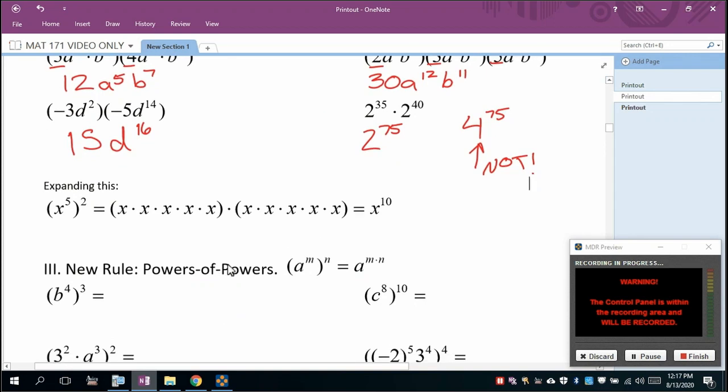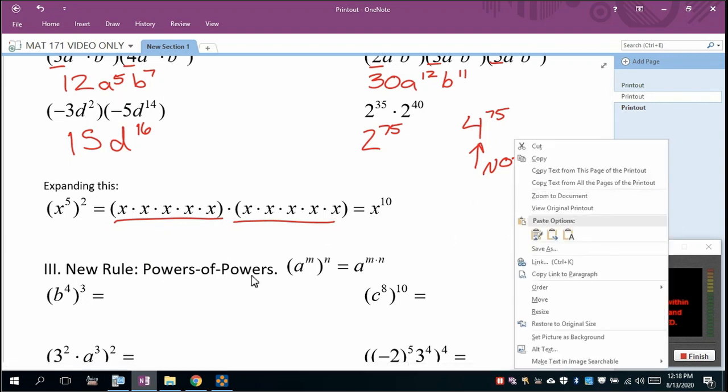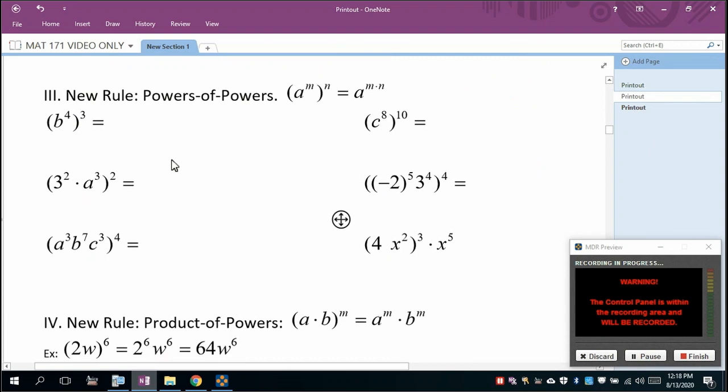Now, if we have a power of a power here, x to the 5th to the 2nd, basically here's 5 x's, and here's 5 more. These 5 powers of x each, there's 2 clusters of them, so altogether we have 10 of those. So that'll lead us into a new rule, powers of powers. Basically, if we have something like this, we multiply the powers together.